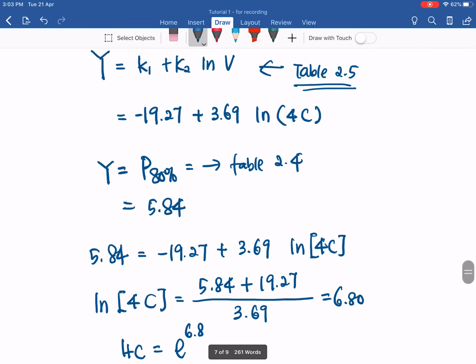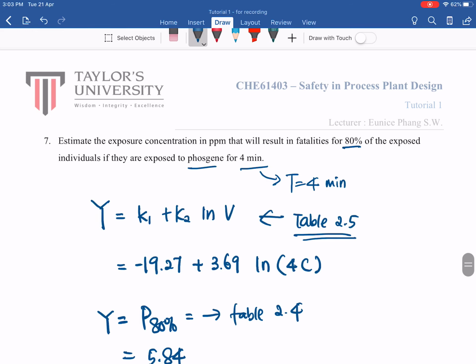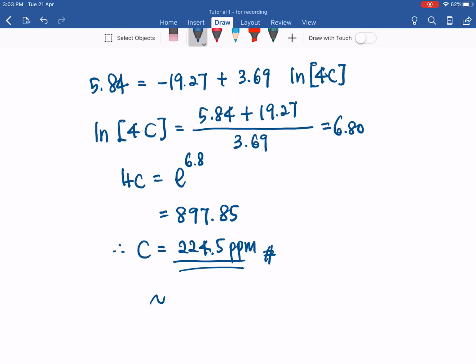So in conclusion, if people are exposed to phosphine for 4 minutes at 224.5 ppm, we are expecting a death rate of 80%.